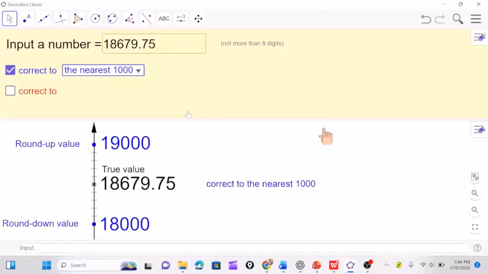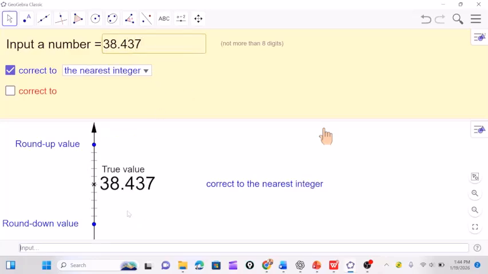So this applet is a good one. I would like us to use it in our classroom. You can use it at home as you are studying. Just input the number you want. You can input any number. Let me take maybe 38.437. Just click on enter. You can see it now.